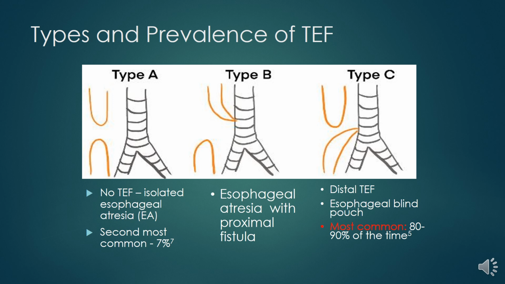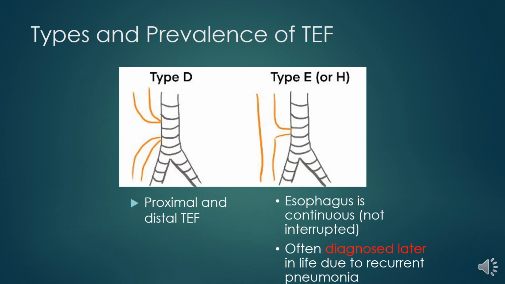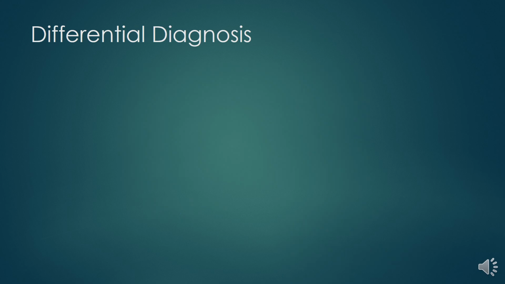There are 5 different types: A, B, C, D, and E. The management depends on the type, and they are difficult to diagnose and some are difficult to manage as well. The differential diagnosis includes gastroesophageal reflux disease, aspiration, and obviously the tracheoesophageal fistula.